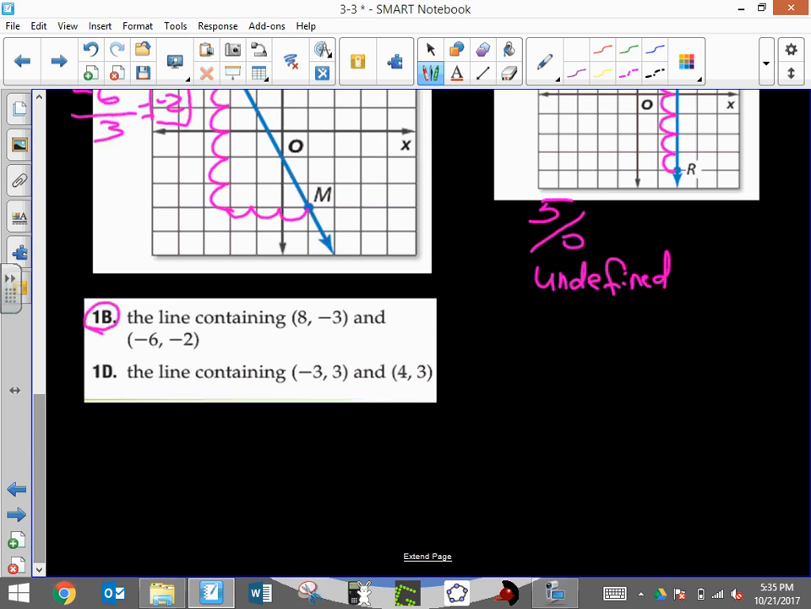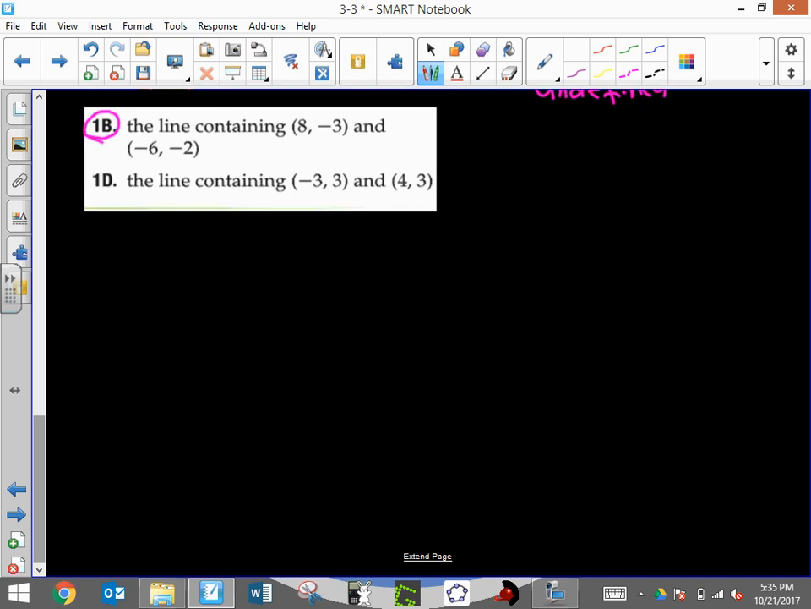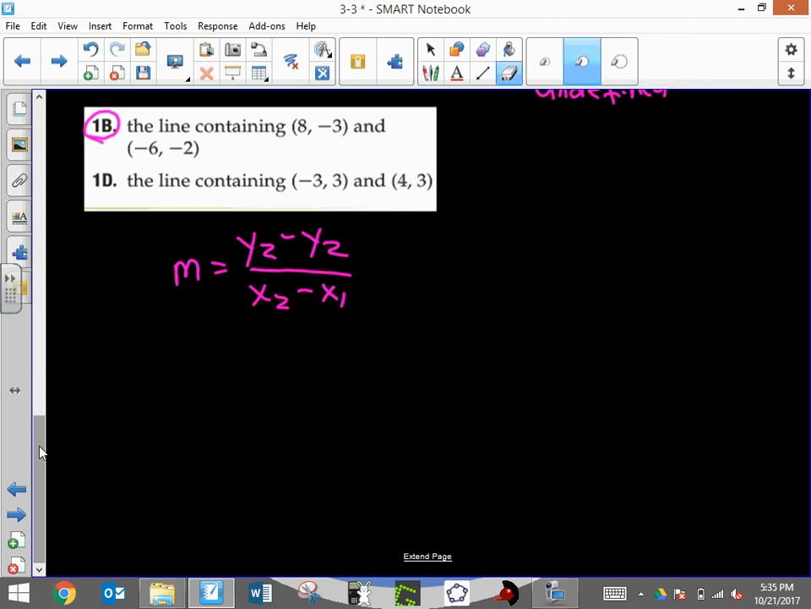Now if I was actually given 2 points here, like in letter 1B, this is where I'd be pretty tempted to use the slope formula. So for this one, I would probably use this: m equals y sub 2 minus y sub 1 over x sub 2 minus x sub 1. It doesn't matter which point you choose as x sub 1, y sub 1, and x sub 2, y sub 2. I'm just going to choose this one as my x sub 1, y sub 1, and I'll choose this one as my x sub 2, y sub 2.